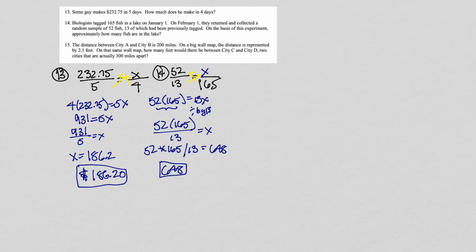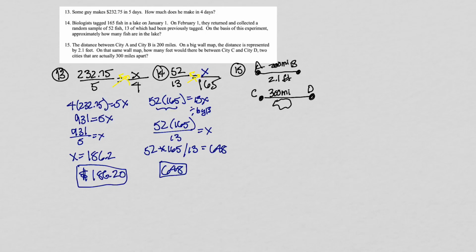Number 15, let's get it to right here. Number 15, looks like what we have is we've got these cities A and B, and they're 200 miles apart. So what if I drew that? All right, so here's city A, here's city B, and they're 200 miles apart, but on the map it's represented by 2.1 inches, 2.1 feet. It's a big map. And then we've also got cities C and D. I'll just draw C and D a little bit bigger here. C and D, and these are 300 miles apart, right? 300 miles apart.